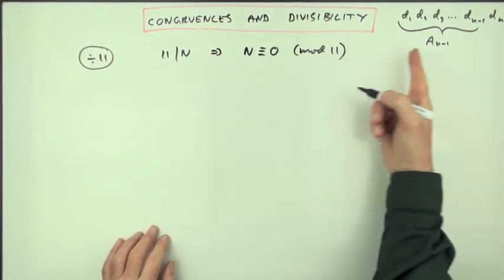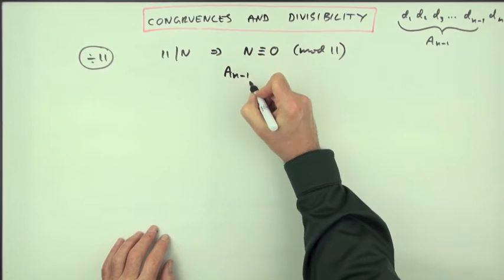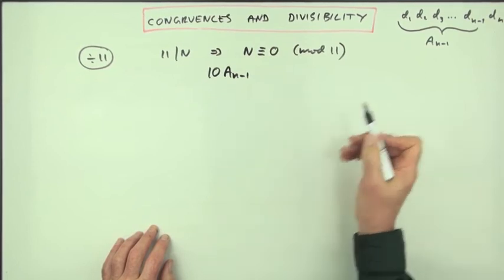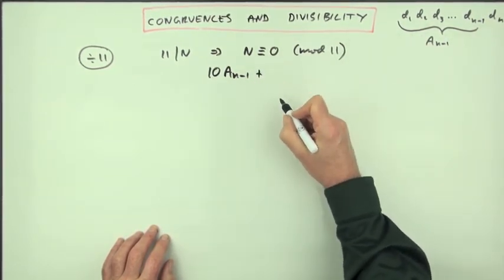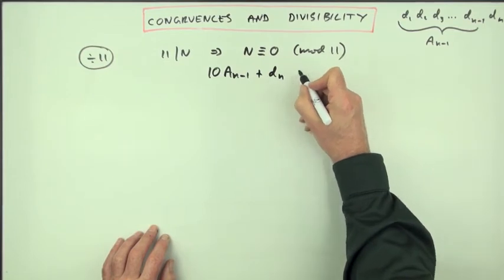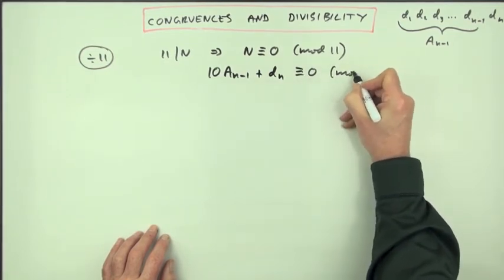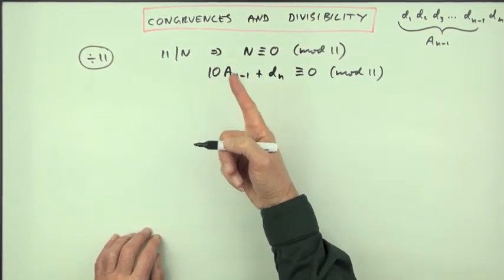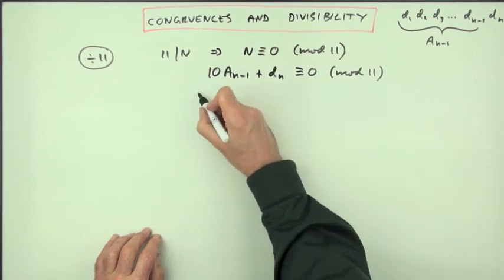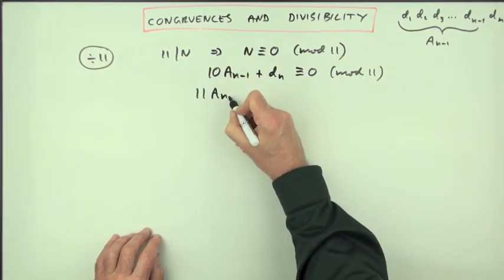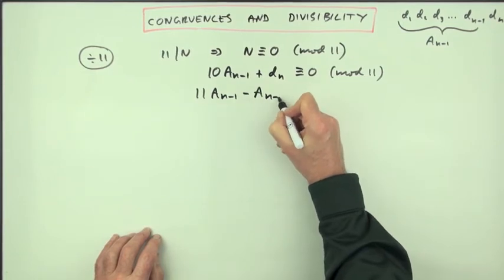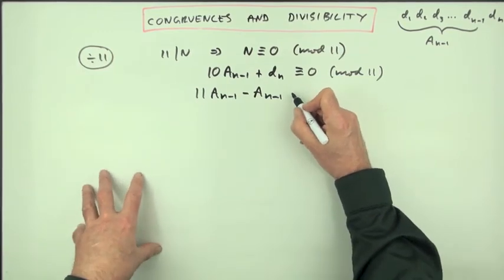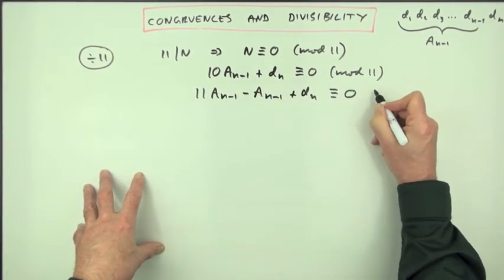Now splitting that up. So a_{n-1} is the group before it. If I want to add it on to the last digit, I'll have to take 10 times it to keep its size correct. So 10 a_{n-1} + d_n has to be congruent to 0 mod 11. Constructing an 11 so that it can disappear, that'd be the same as saying 11 a_{n-1} - a_{n-1} + d_n. That's a bit naughty, having these negatives where you're dealing normally with positive integers, has to be congruent to 0.